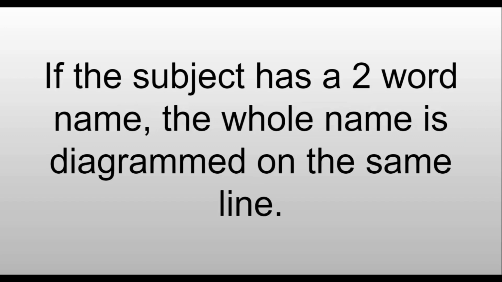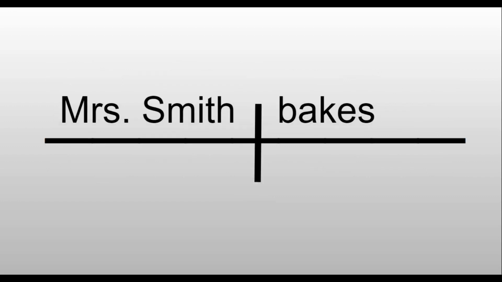If the subject has a two-word name, the whole name is diagrammed on the same line. Okay, so we have Mrs. Smith, and then we have bakes. Mrs. Smith is the subject. We put it on the first line. Mrs. Smith. Notice her name has two words. We diagram the whole thing up here on the line under the subject.